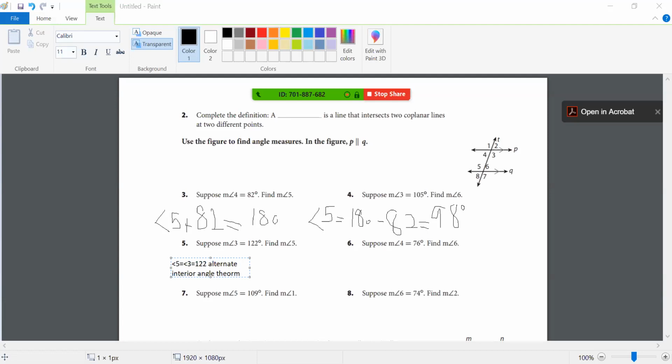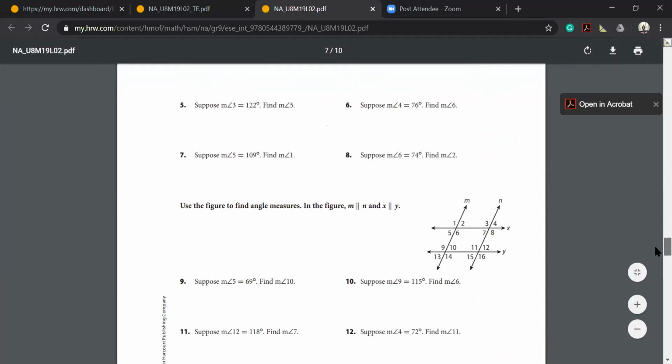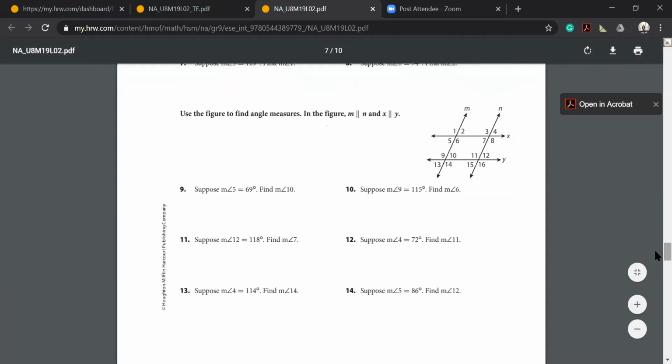Okay, let's go now to question 9. We have to do question 9. Where is question 9? Okay, let's go back to our book. Question 9 in here. Yes, use the figure to find the angle measures. Okay, again, measure angle 5 is equal to 69. Find measure angle 10.